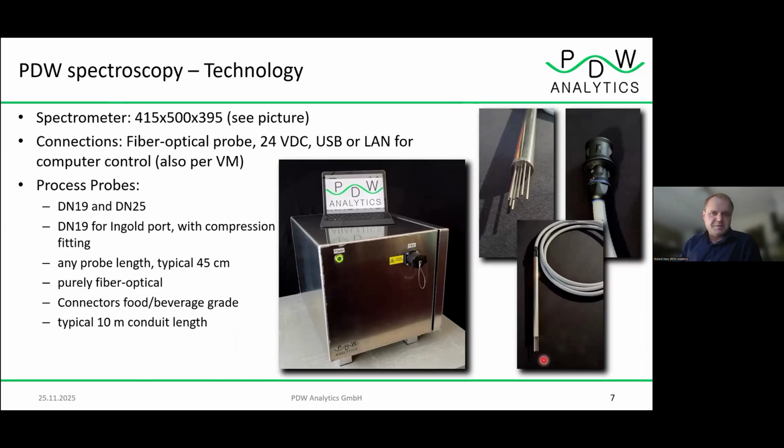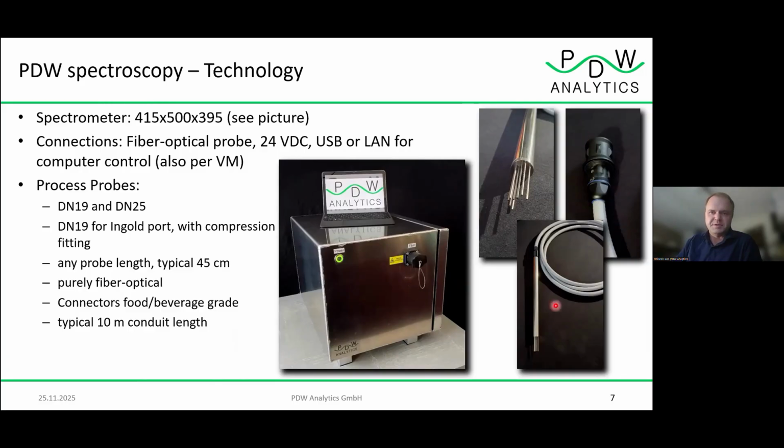Currently, the instrument, the spectrometer, looks like this. That's a box with a small control tablet on top. This is not so fancy. It's just a metal box. On the rear, we have a 24-volt DC power supply, and a USB or LAN connection for computer control. We can also work through virtual machines, so that the instrument can be hooked up in a LAN somewhere. And on the front side, there are maybe the more important characteristics: of course the power button, but also the connection for the fiber optical probe.